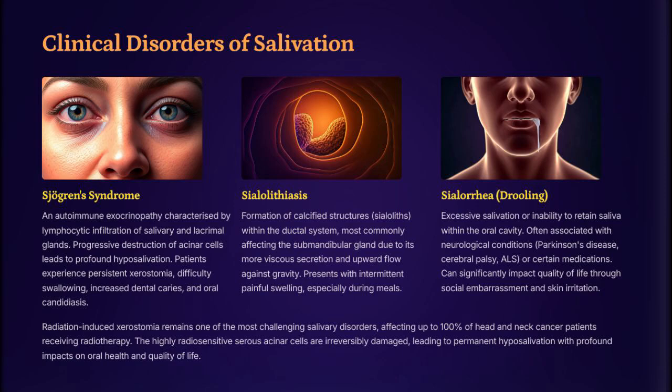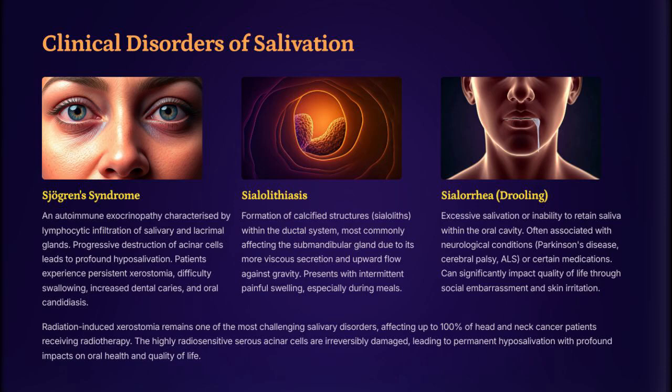Then there's sialorrhea, or excessive salivation. Sometimes it's not overproduction but rather the inability to control saliva, which can happen in neurological conditions like Parkinson's disease, ALS, or cerebral palsy. For some people, this can be embarrassing or cause skin irritation around the mouth.